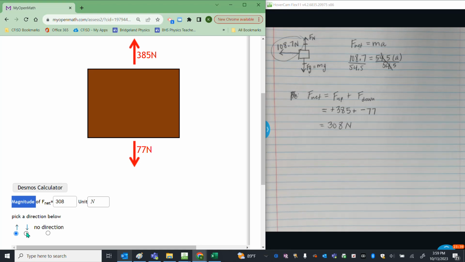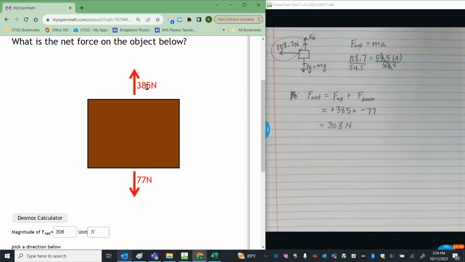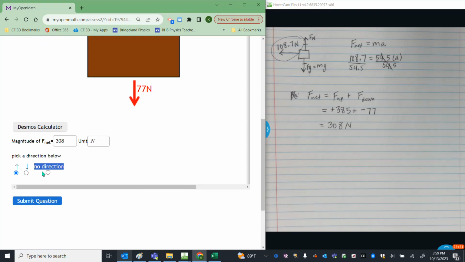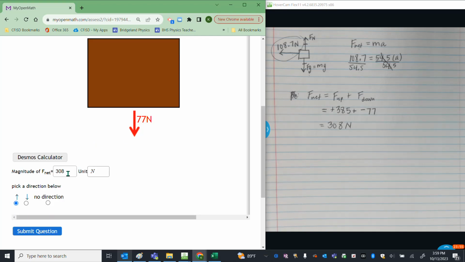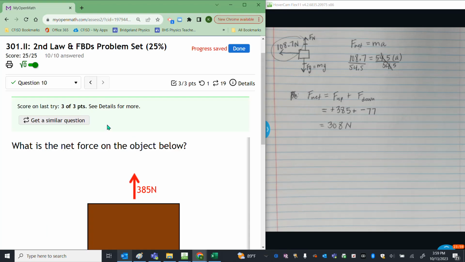The only reason you would choose no direction is if you received a free body diagram with equal and opposite forces. If these were both 77. Okay, then I would have to say no direction because my net force would end up being 0. But in my case, it's 308 newtons upward. So that is how you work out the problems on 301.2.